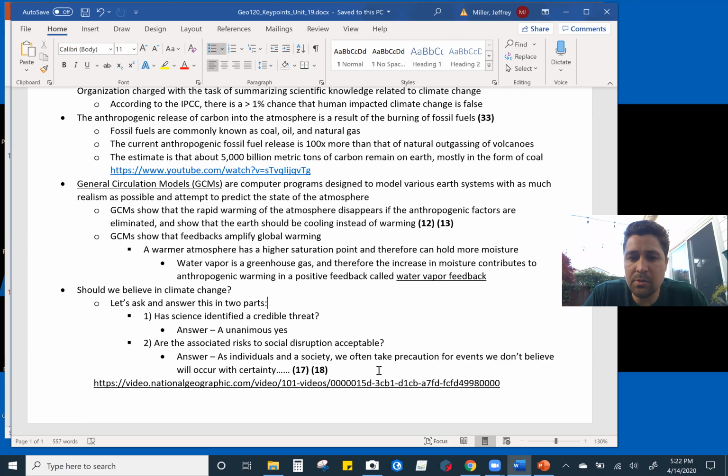To me, there's two parts to this. We have to ask and answer this in two ways. So number one, has science identified a credible threat? Has science identified that something is wrong? And that something being wrong is, has science identified that temperature is increasing or temperature is changing? And in this case, what science has revealed is that temperature is increasing at very high orders of magnitude. Okay, so the answer, is there a credible threat? The answer is yes, absolutely. It's a unanimous yes. Okay, and 99% sure yes.